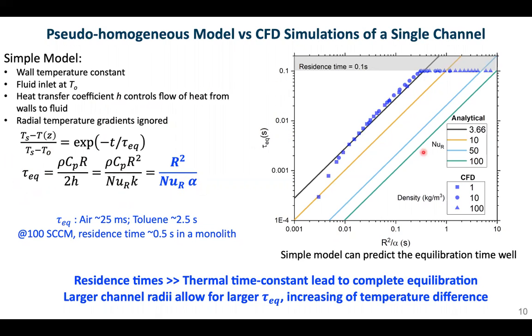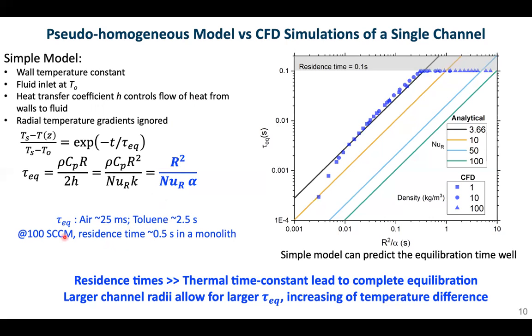We compare the pseudo-homogeneous model to the CFD model shown on the previous slide, and we find that both of them agree very well for a Nusselt number in the range of 3.66, which is what you would expect for a fully developed flow. Importantly, for air, we find that the thermal equilibrium time predicted by this expression is of the order of 25 milliseconds, while for toluene, it's of 2.5 seconds.